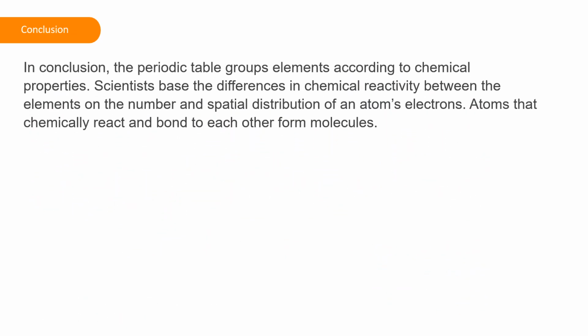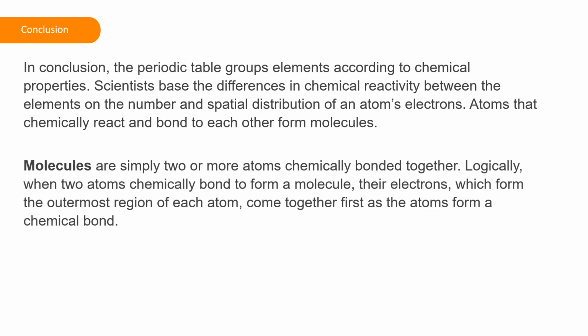In conclusion, the periodic table groups elements according to chemical properties. Scientists base the differences in chemical reactivity between the elements on the number and spatial distribution of an atom's electrons. Atoms that chemically react and bond to each other form molecules. Molecules are simply 2 or more atoms chemically bonded together. Logically, when 2 atoms chemically bond to form a molecule, their electrons, which form the outermost region of each atom, come together first as the atoms form a chemical bond.